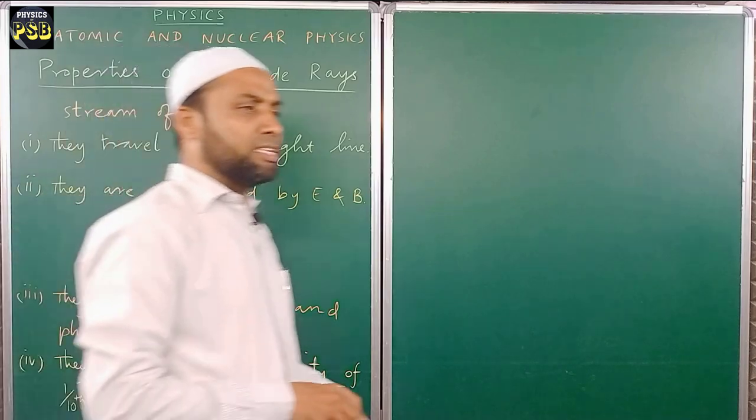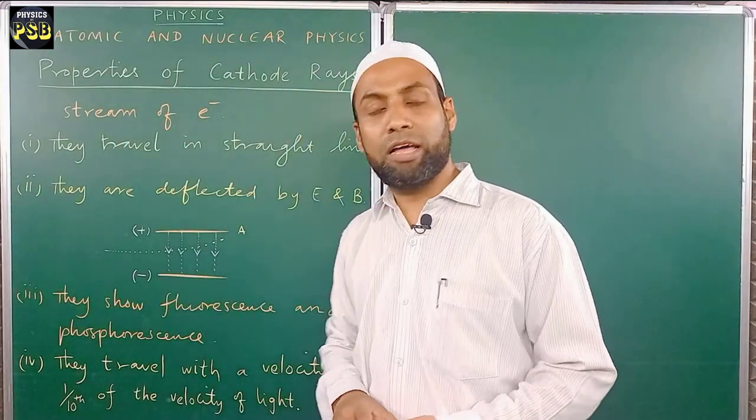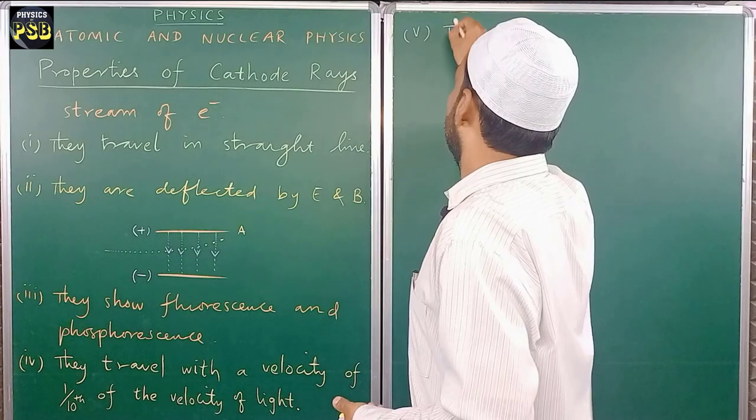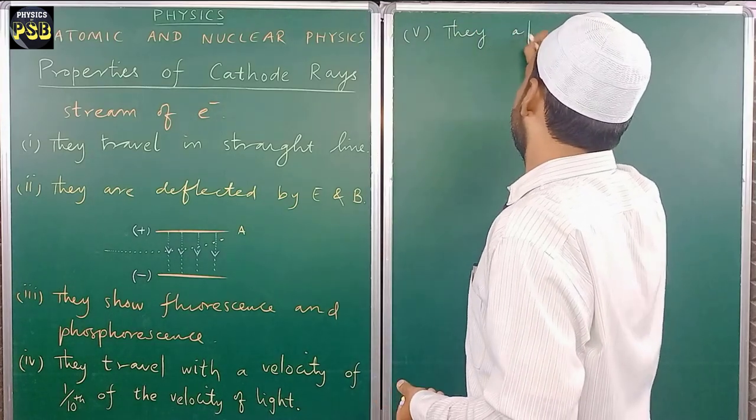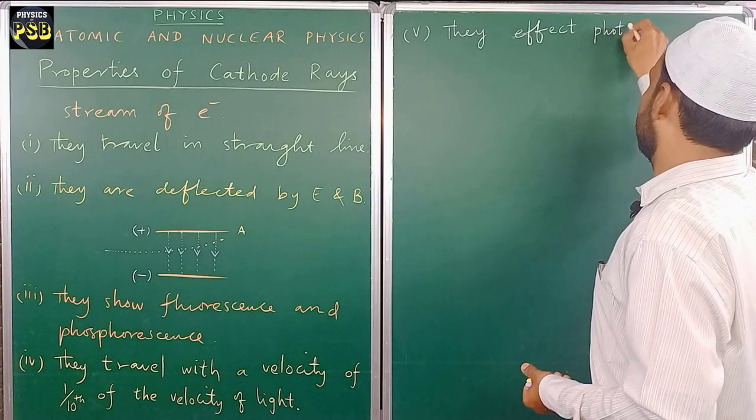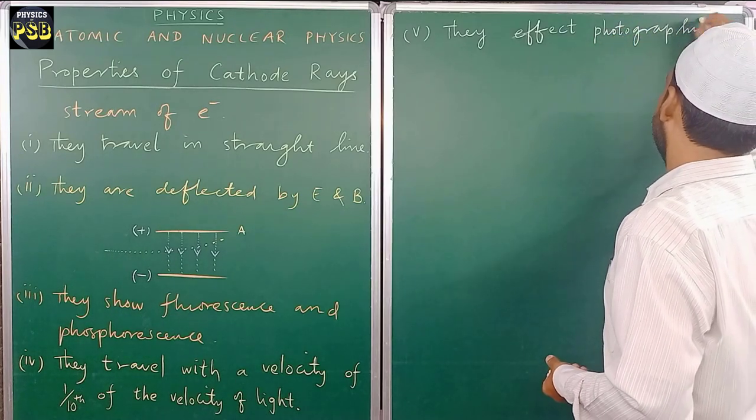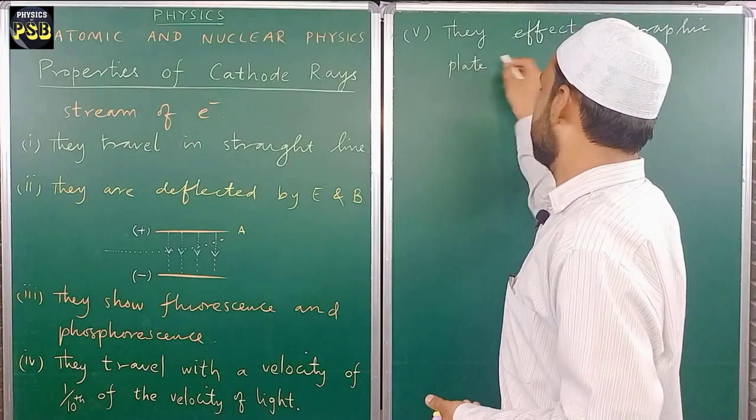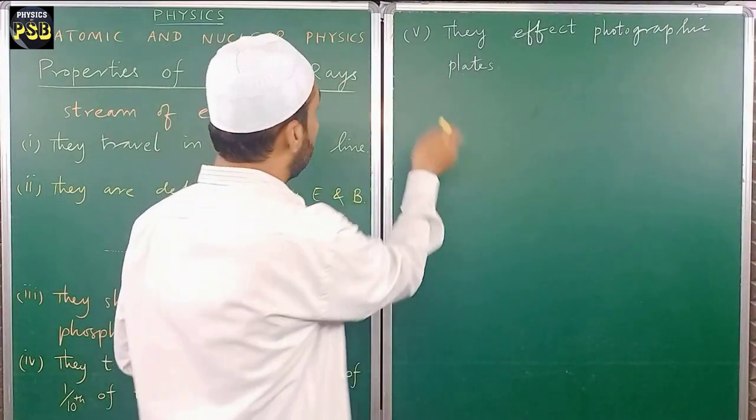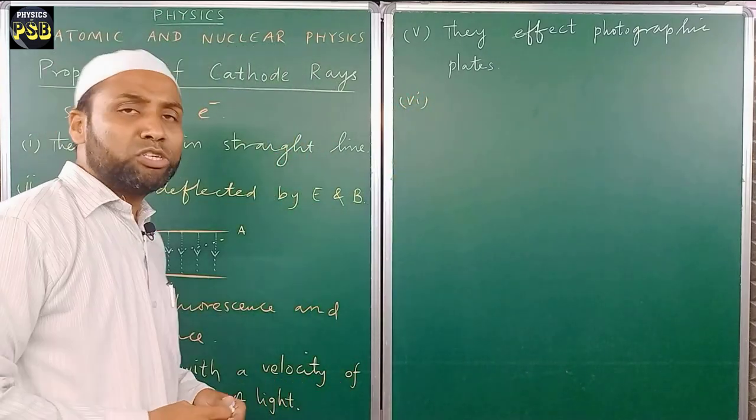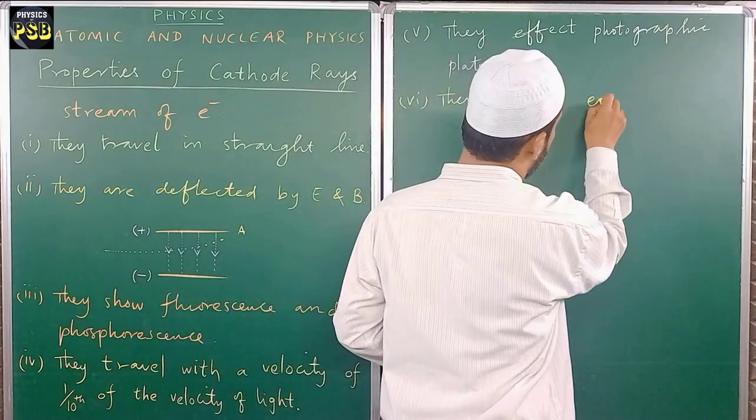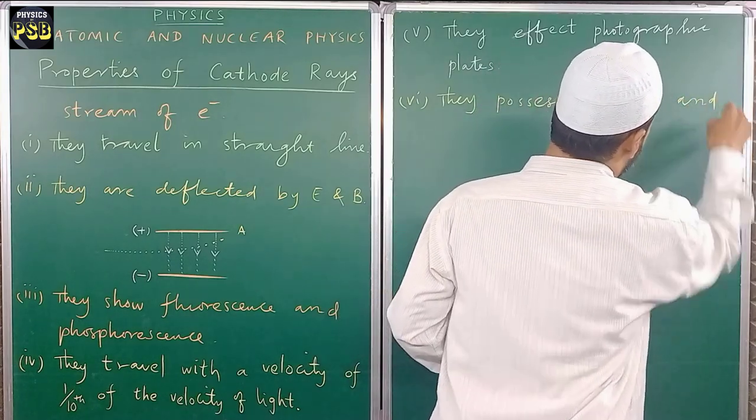Then next, it is found that they have the capability of affecting a photographic plate. So they affect the photographic plate. Then there is one more property. Cathode rays possess energy and momentum.